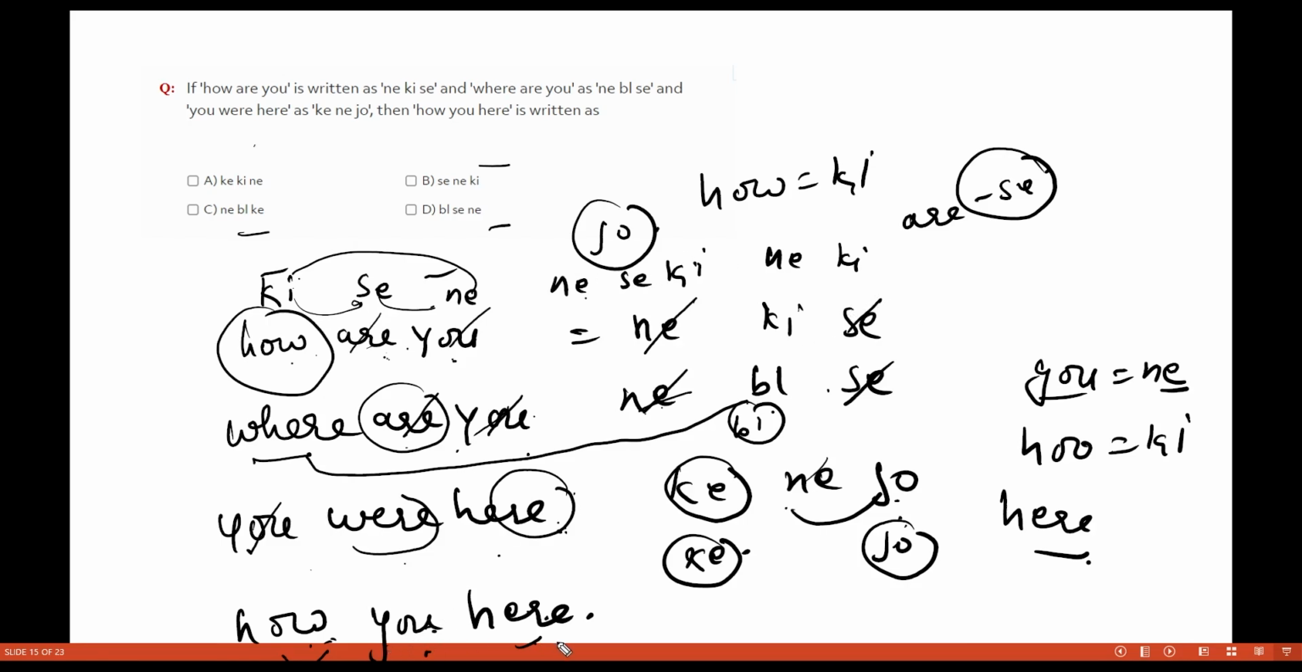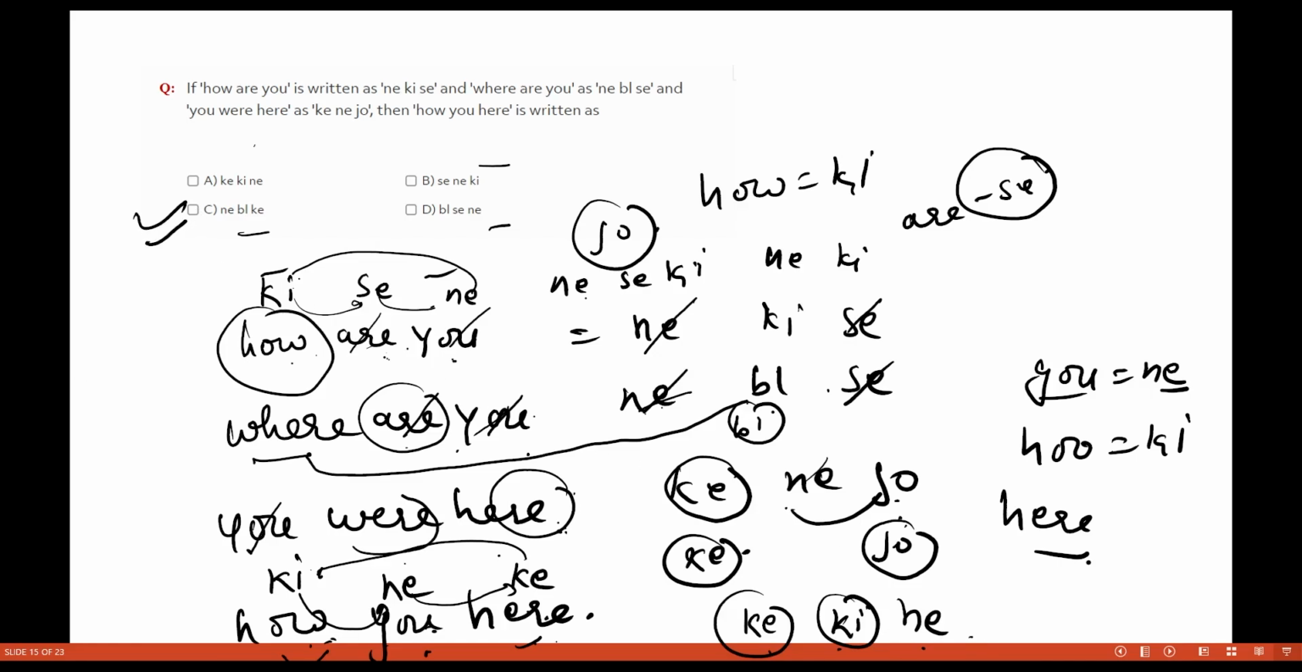Now "how you here". How is KI, U is NE, and here we say it is KE. So what we'll do? We will take KE in the first place, KI we will move here, and NE we will move here. So we get our answer: KE, KI and NE. So this is our answer.